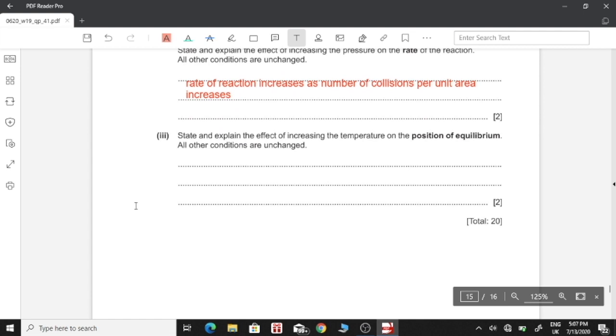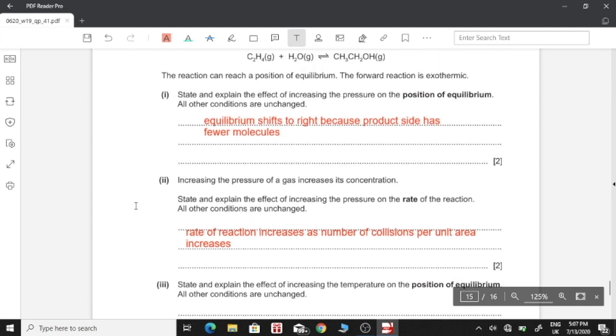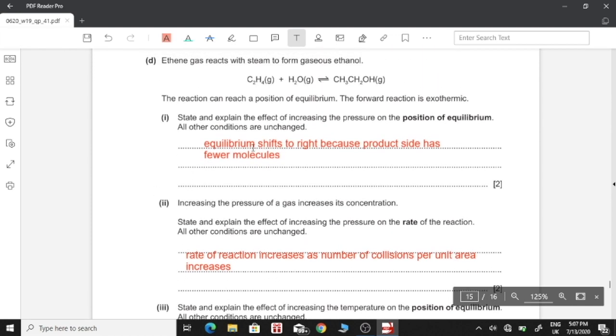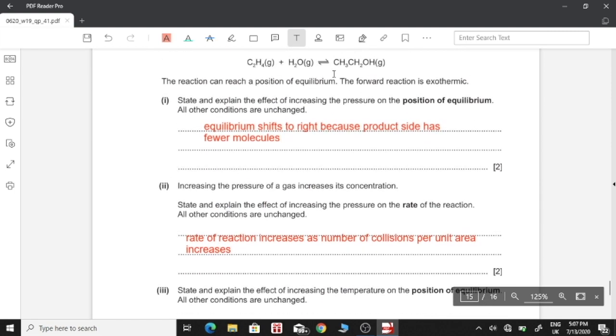Part 3. State and explain the effect of increasing the temperature on the position of equilibrium. All other conditions are unchanged. Okay. So increasing the temperature: as we know, the forward reaction is exothermic, which means the backward reaction is endothermic. By increasing the temperature, the backward reaction will increase, since we need more energy for it. So we can say that equilibrium shifts to the left.